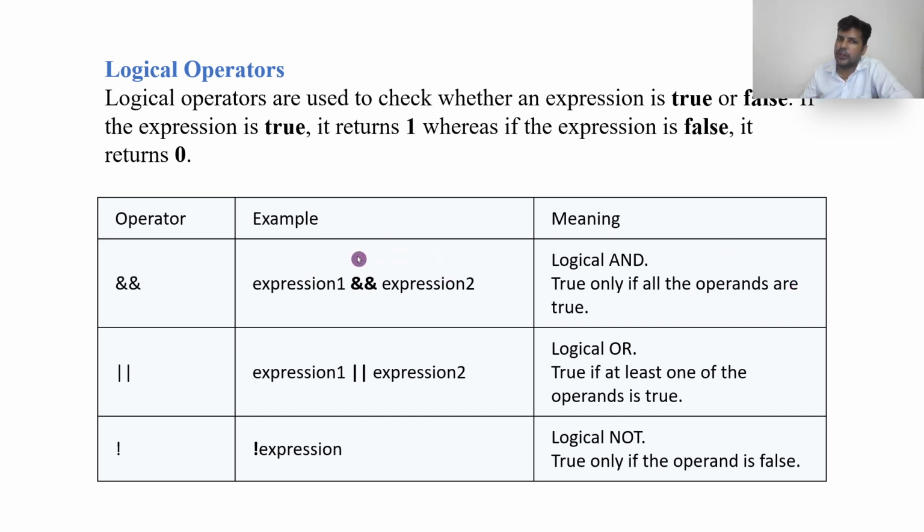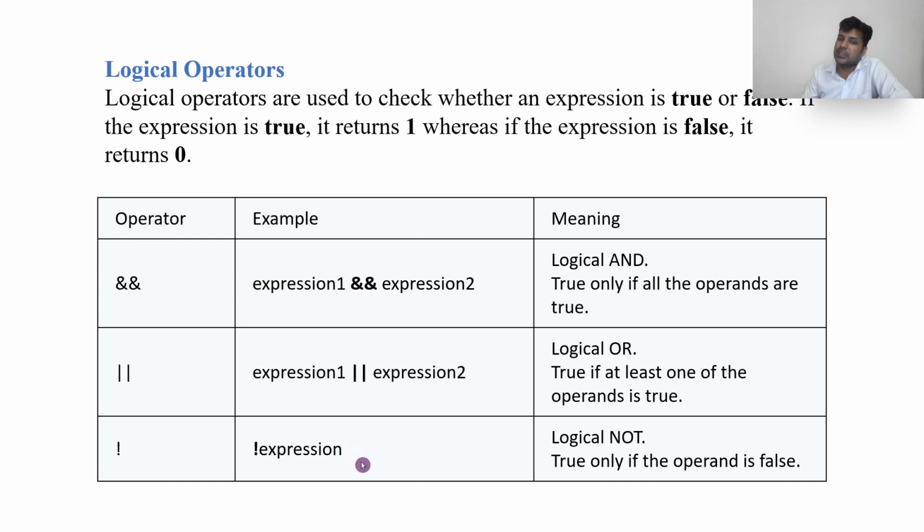will return false. For example, true false is false. False true, false. False false, false. If it is true and true, then only it is true, right? But in the logical operator or, if any one is true, for example, true false is also true, false true is also true, true true is also true. If both of them are false, then it will return false. So remember that. In or, if any one is true, it will return true.